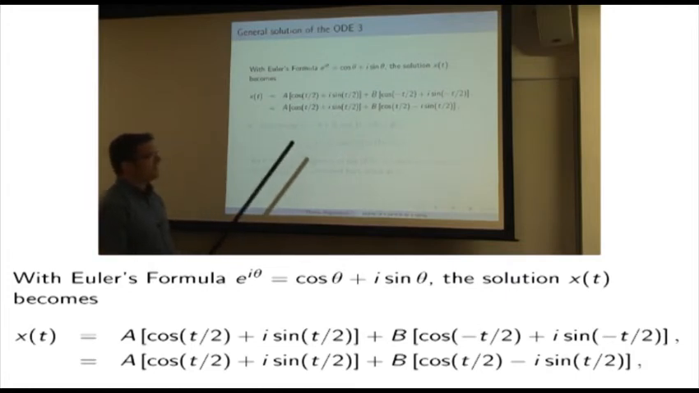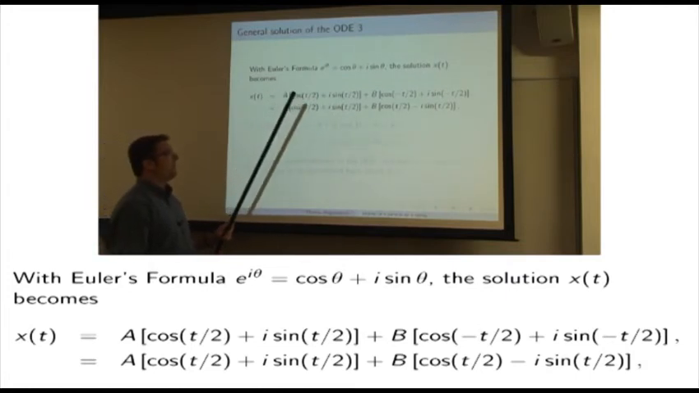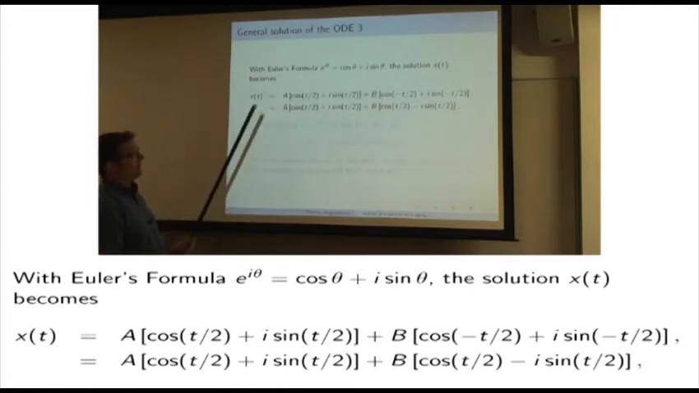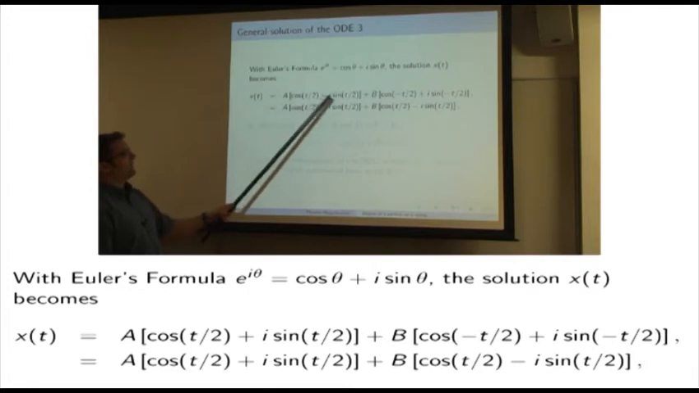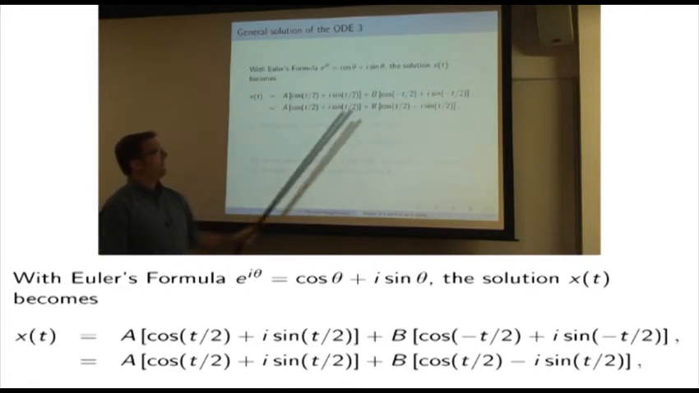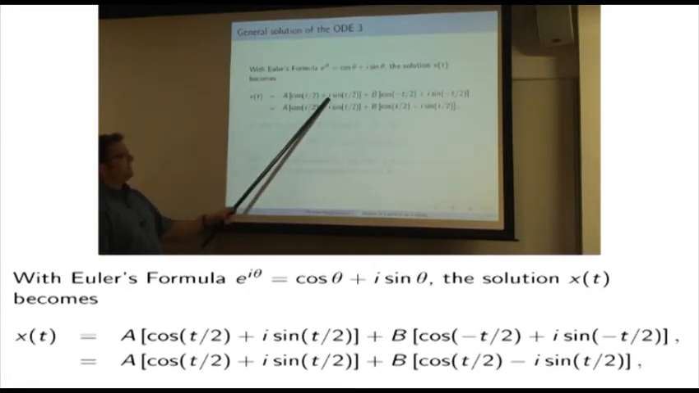Okay, now remember what our solution looked like. There was e to the i over 2 times t and e to the minus i over 2 times t. So I can just use Euler's formula and apply it to x1 and x2. And then I get this line. Right? x of t is a combination of cosine and sine, which still has an imaginary part, of course.